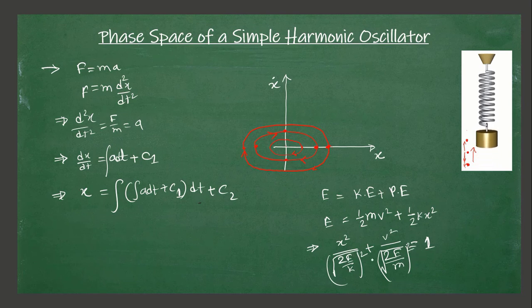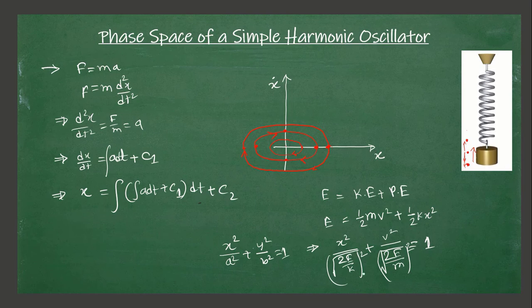So what you see here is an equation which is very similar to x squared over a squared plus y squared over b squared equal to 1. And this equation is an equation of an ellipse, right? So this is a trajectory which will look like an ellipse. That's why the phase space trajectory of a simple harmonic oscillator looks like an ellipse.